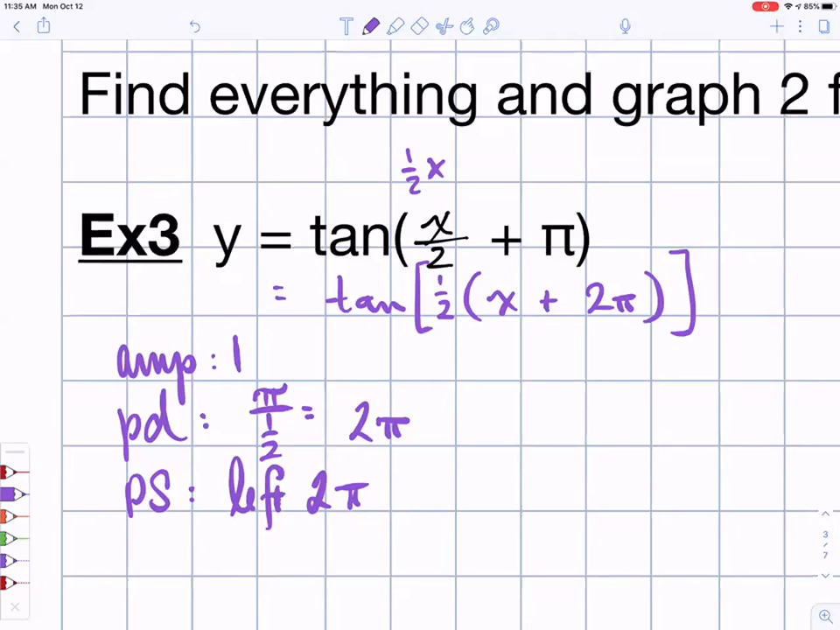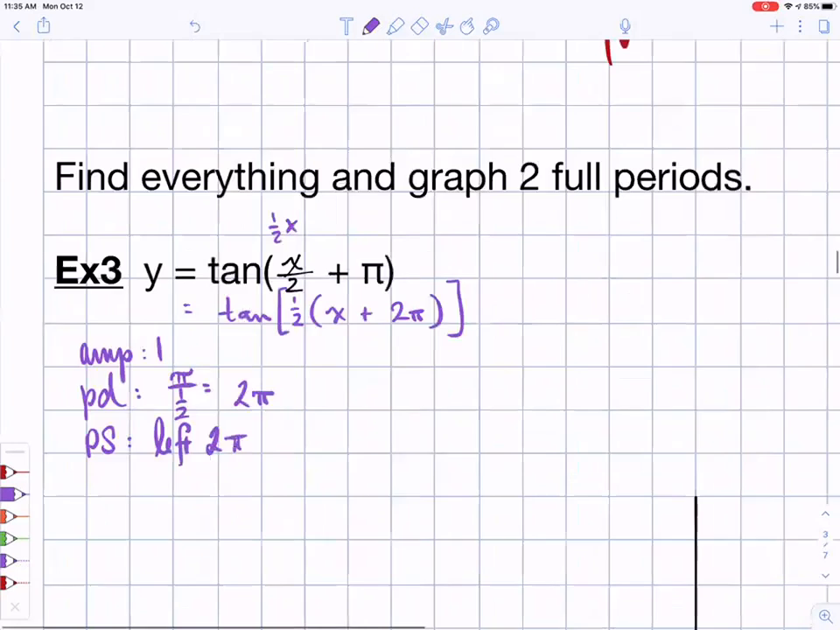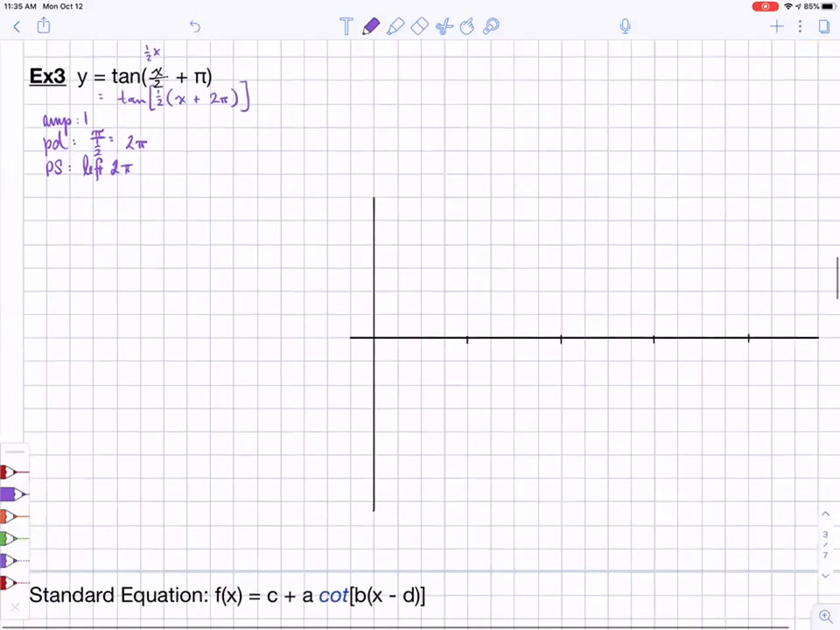So I gotta admit, as a teacher, I cringe when I see that the period and the phase shift are the same, because this just turned into a boring question. Personally, I hate boring.